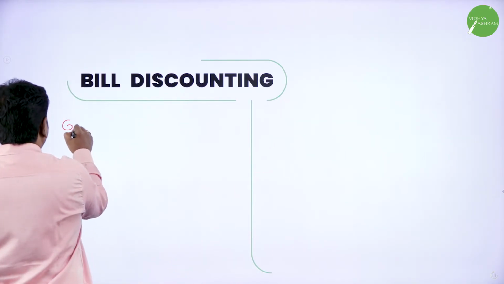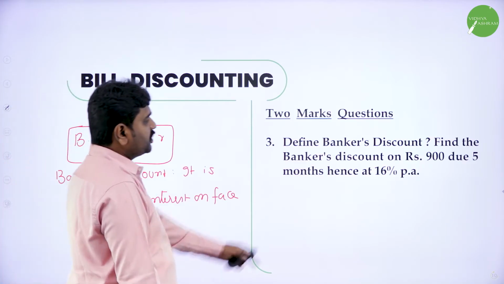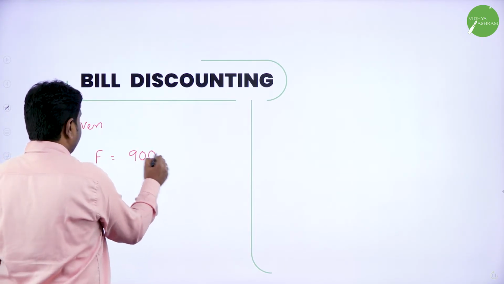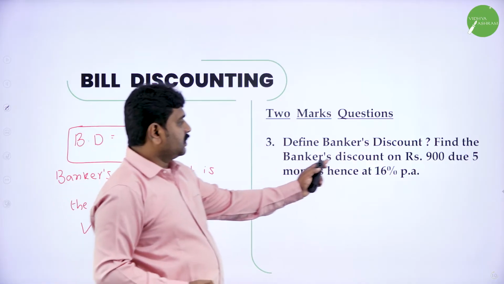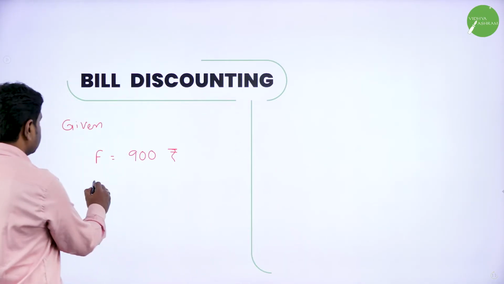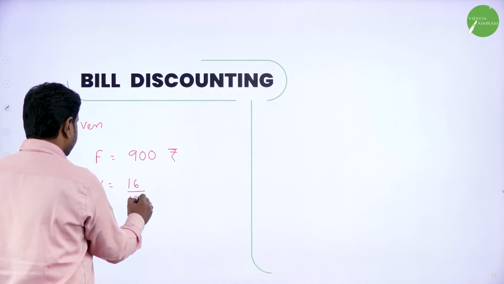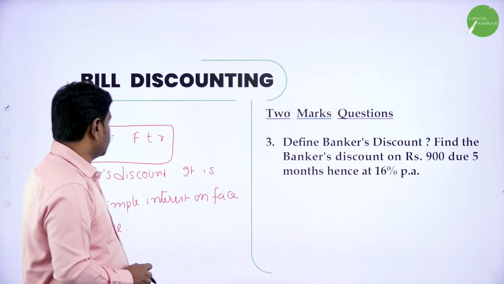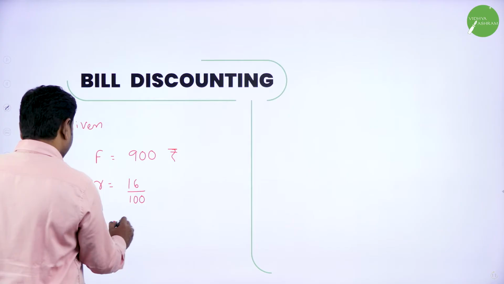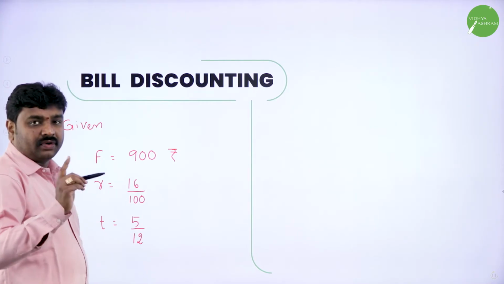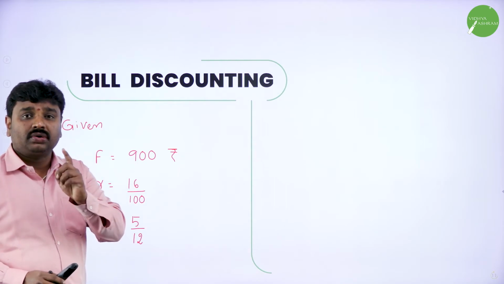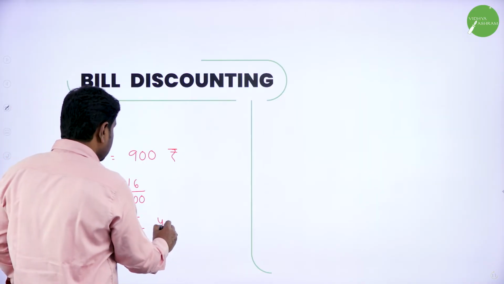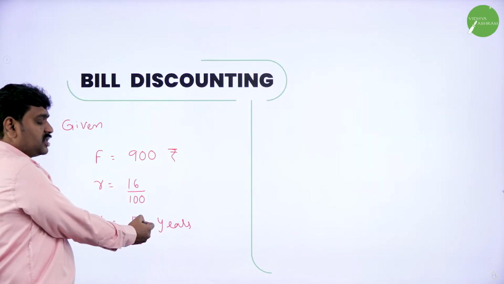So what is given? First you write what is given. Rupees 900 is called the face value. So face value is rupees 900, and 16% per annum. Rate of interest they give is 16%, 16/100, and they want you to calculate due 5 months. 5 months means what? So time period is 5/12. See, they gave it in months. You know, for 1 year we have 12 months. So divide by 12. Time should always be in years. So they gave months, I calculated in years. 5 months means 5/12 years.